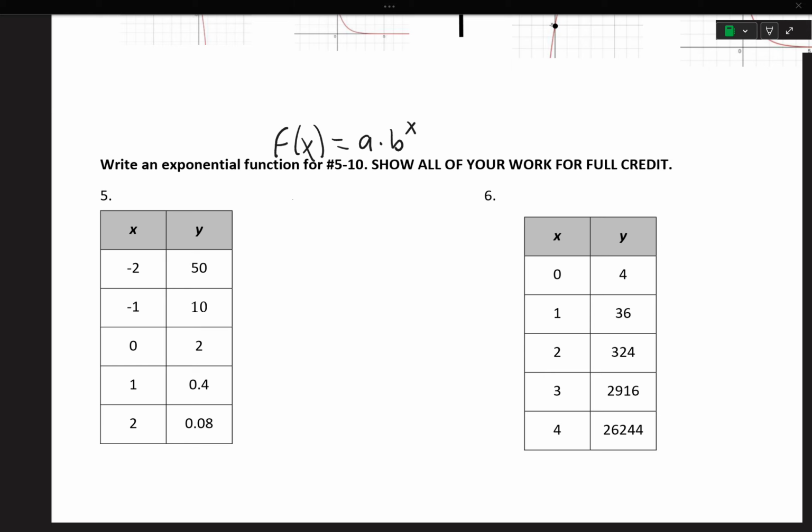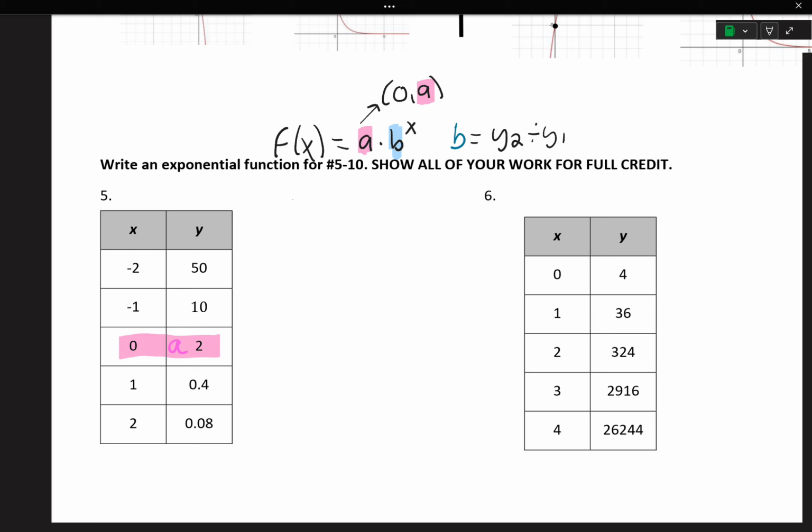Let's do it. For our y-intercept, what we need to do is we need to look for a point that is 0, a number. Right? That's our y-intercept. So number 5, it's 0, 2. So there's our A term. Now we need to find B. In order to find B, let's write it down here. B equals y2 divided by y1.